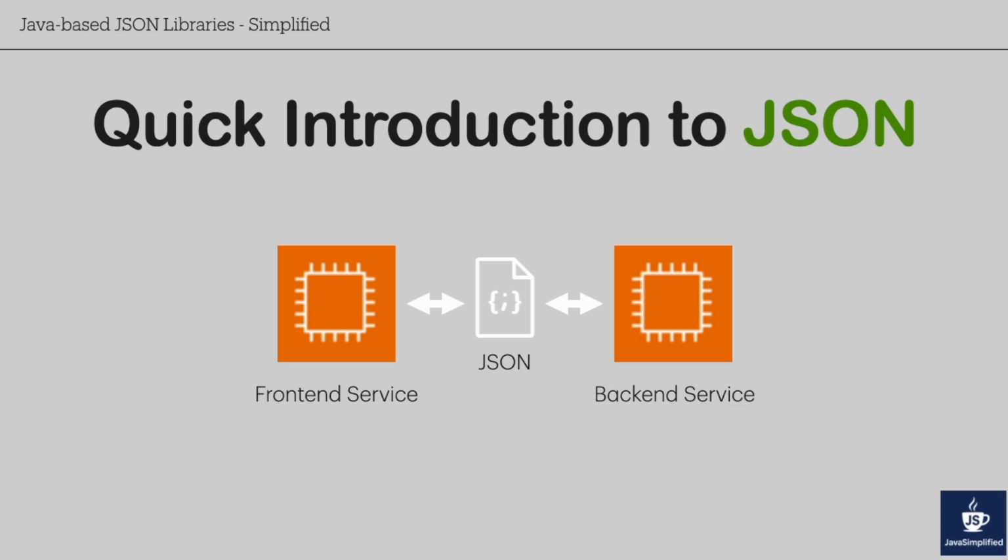When we work with APIs, microservices, or modern applications, data is almost always exchanged in JSON format. But many developers see JSON as just a confusing set of curly braces, square brackets, and quotes, and that creates confusion, especially when working with backend systems. In this video, we will simplify JSON and understand what it actually is and how to read it. This will prepare us for upcoming videos where we will work with JSON in Java using different libraries.